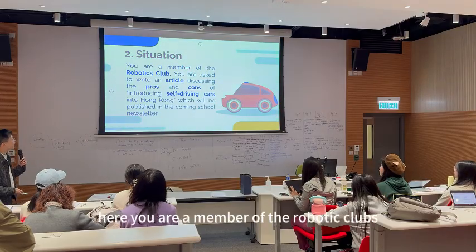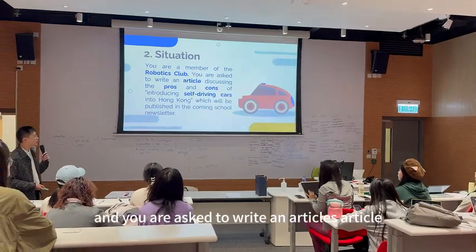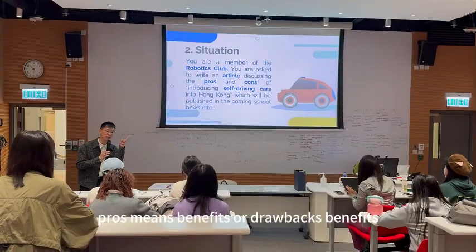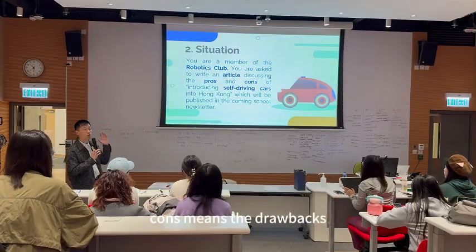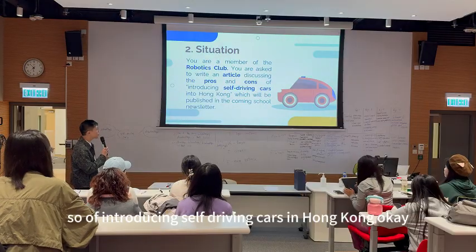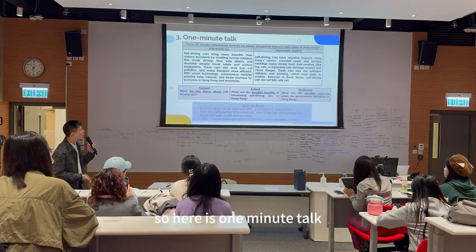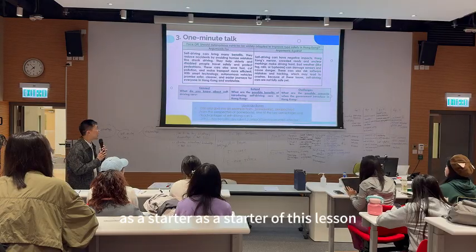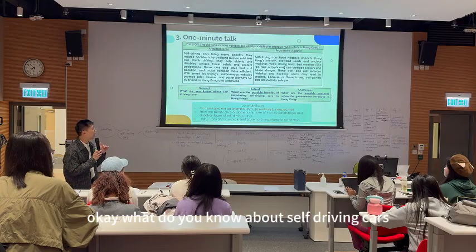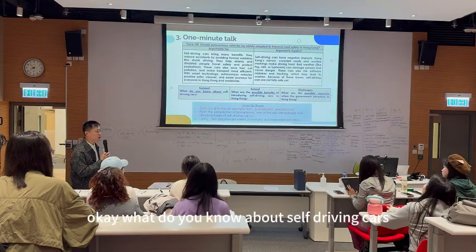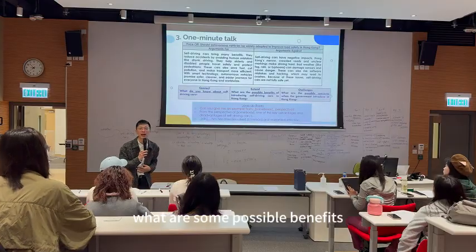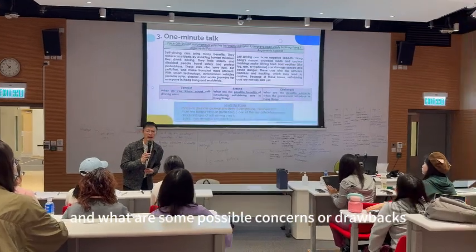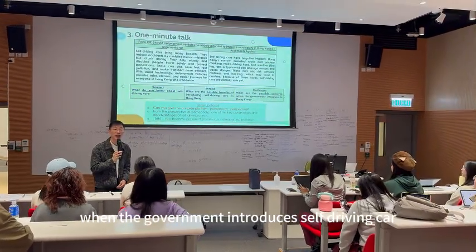Here, you are a member of the robotic club and you are asked to write an article discussing the pros and cons. Now, pros means benefits or drawbacks? Benefits. Cons means the drawbacks. So, of introducing self-driving cars in Hong Kong. So here is a 1 minute talk as a starter of this lesson. I want you to discuss in your groups: What do you know about self-driving cars? What are some possible benefits? And what are some possible concerns or drawbacks when the government introduces self-driving cars?